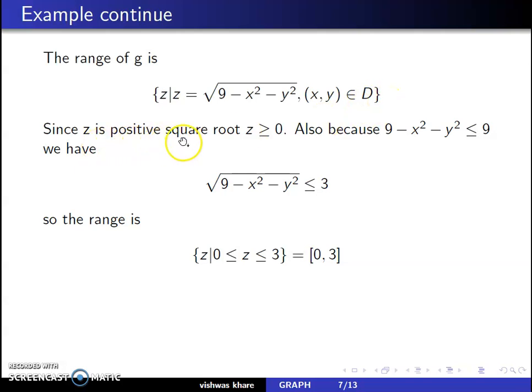Now, since z is a positive square root, z is greater than or equal to 0. So the value of z is always greater than or equal to 0. Also, 9 − x² − y² is less than or equal to 9, because x² is a non-negative quantity and y² is also a non-negative quantity. So 9 − x² − y² will always be less than or equal to 9. Taking the square root of both sides, we get the square root of 9 − x² − y² is less than or equal to 3. So the range is all z such that 0 ≤ z ≤ 3, and we know this is the closed interval [0, 3].